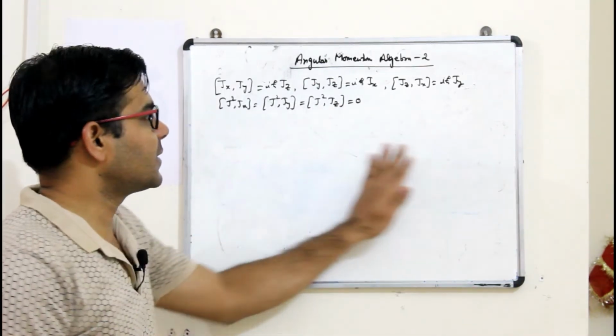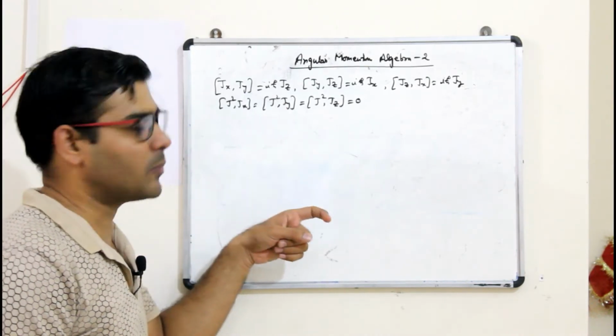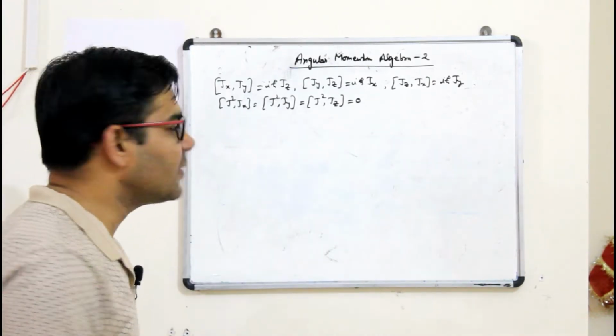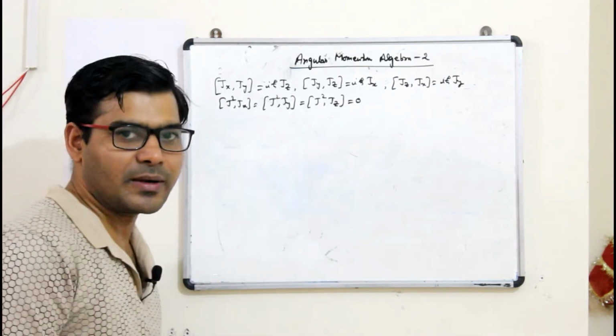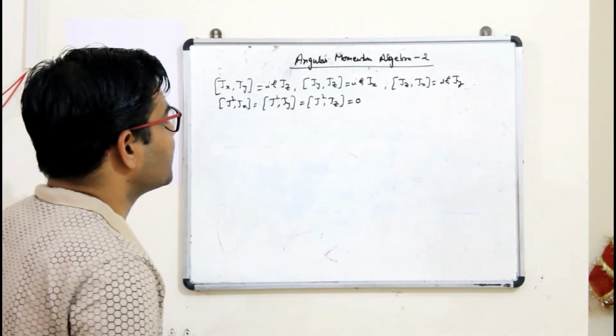Okay, I have just written down the same relations that we derived for orbital angular momentum in terms of general angular momentum. So J is called the total angular momentum or the general angular momentum, where J could be L, S, or a combination of both.